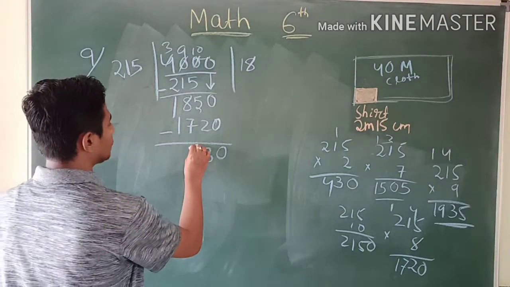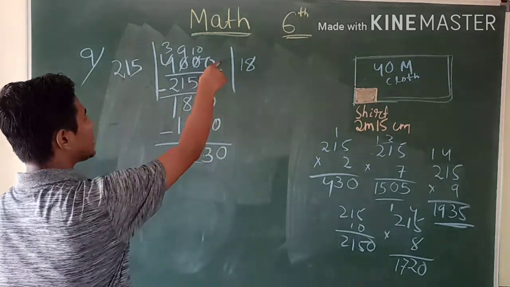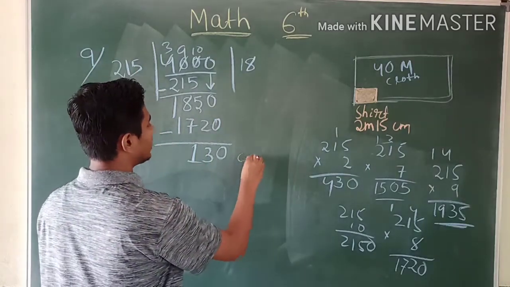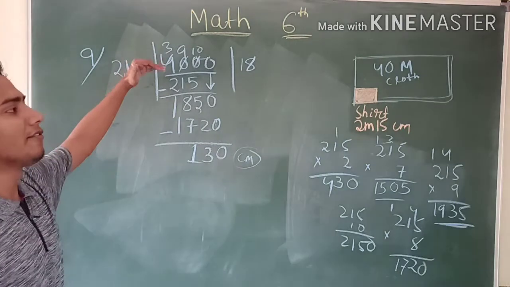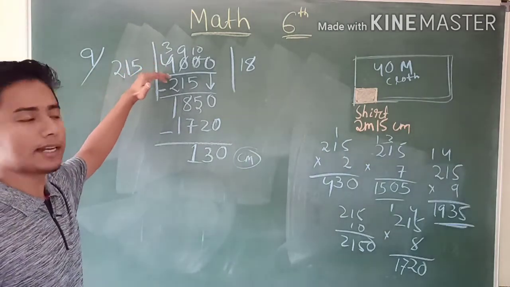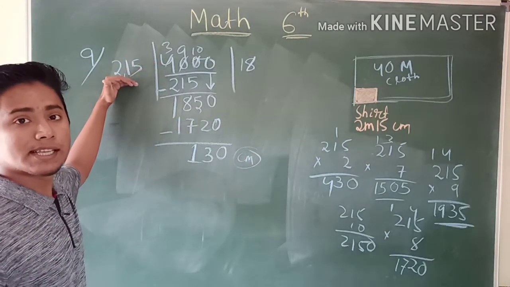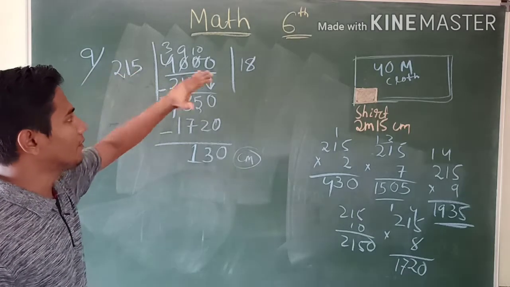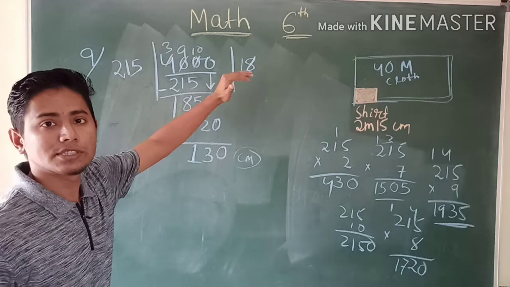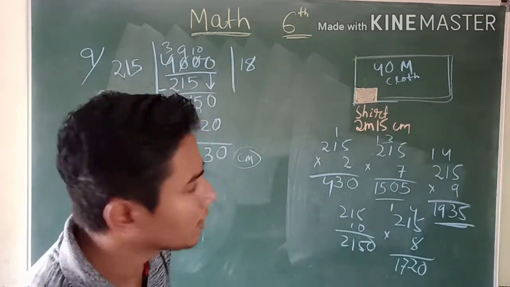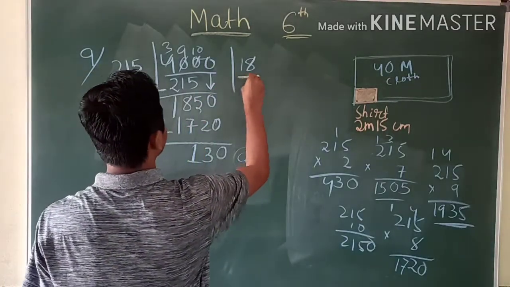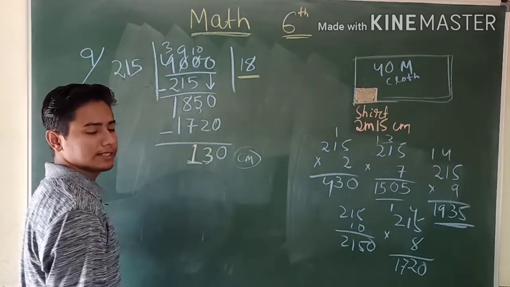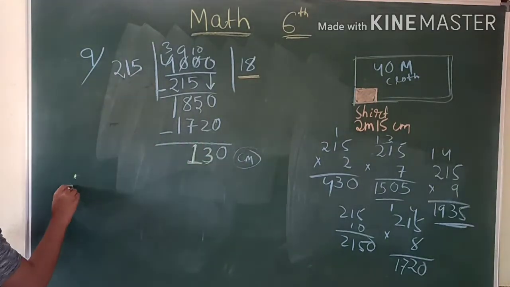So this is in centimeter, this is also in centimeter, so it also comes in centimeter. So total 4000 centimeter cloth is there. Now for one shirt you need 215 centimeter cloth. So how many shirts can you prepare? You can prepare 18 shirts and 130 centimeters are left.